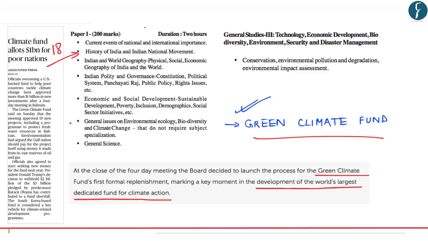In your prelims examination, this forms a part of general issues of environment as well as climate change, and in your mains, it forms a part of GS paper 3 under environment, specifically conservation, environmental pollution as well as degradation. Now this topic of Green Climate Fund is extremely important as a question was asked by UPSC in the prelims of 2015. We'll also go through this particular question, but first of all, let us understand this decision on Green Climate Fund.